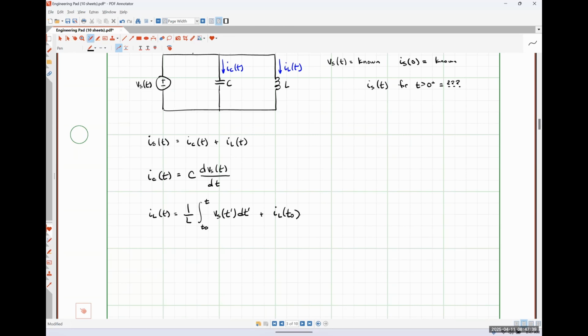And herein lies the trickiest part of this whole problem. We weren't given the inductor current at any point in time, so it's a little bit hard to figure out what we should use for our initial condition. While we weren't given that current specifically, we were given enough information to essentially find it.